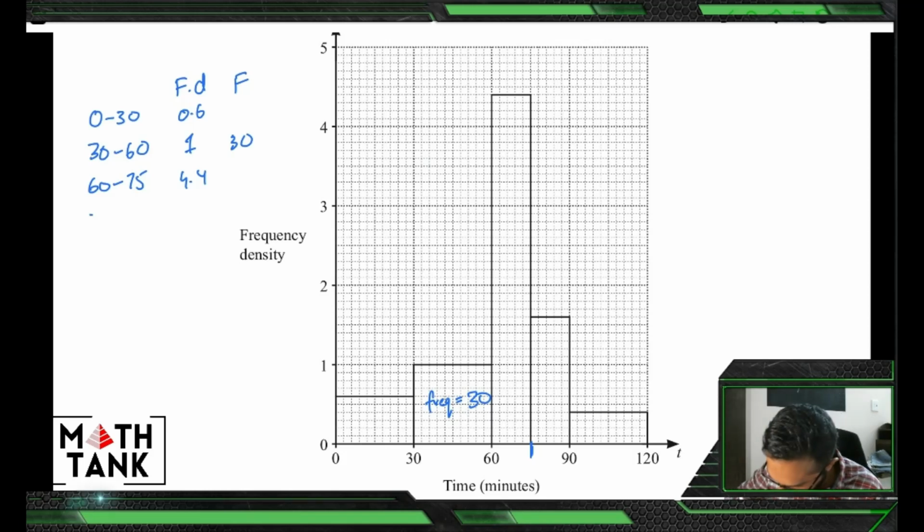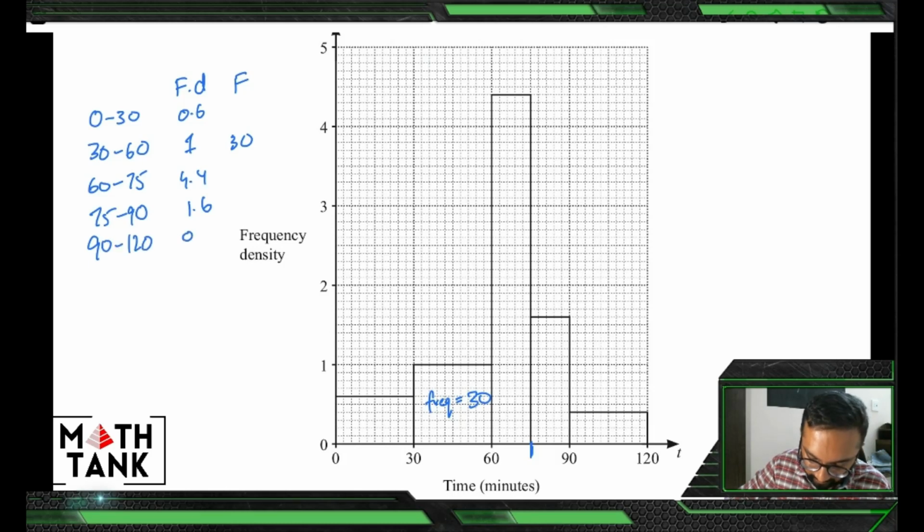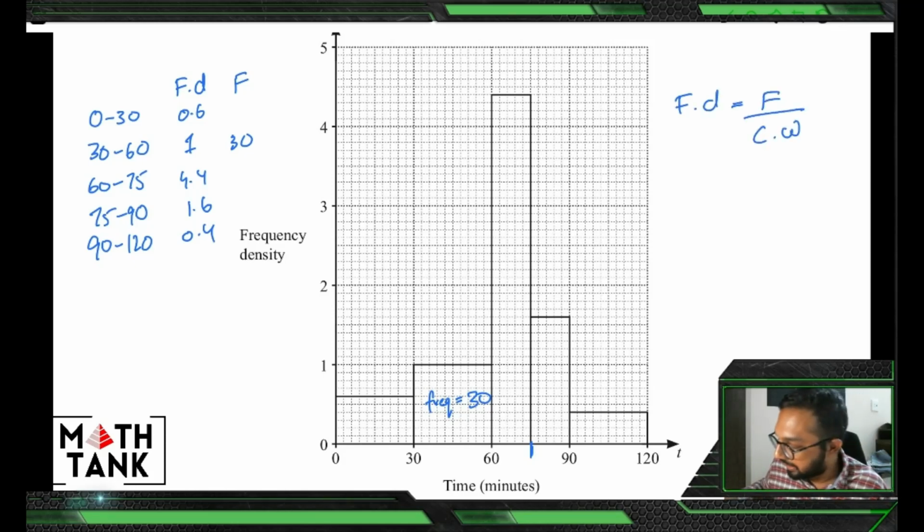And this one has 0.4, I think. Yeah, 90 to 120, 0.4. So how do I calculate the frequency? I know that frequency density is frequency divided by the class width. So what I need to do is multiply class width with the frequency density.